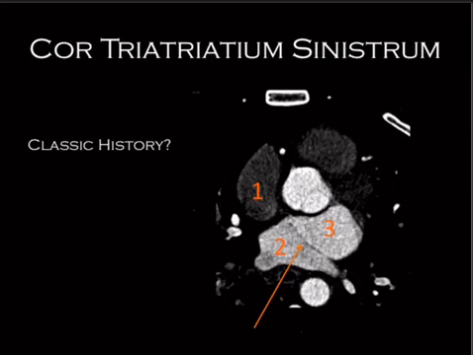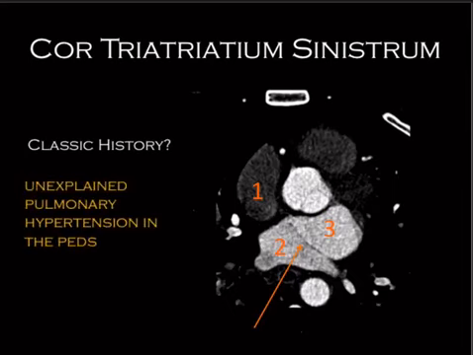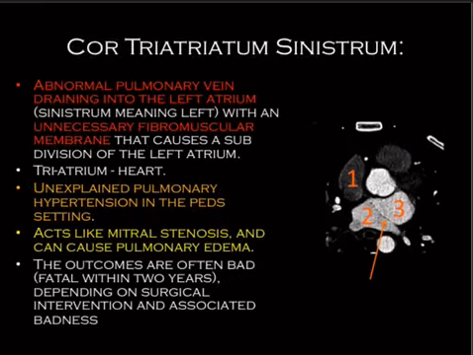So the classic history for this is pulmonary hypertension, unexplained in a pediatric setting. Essentially what happens is you have this abnormal pulmonary vein that's draining into the left atrium, and because of this, you end up getting an unnecessary flap or membrane there, which results in a physiology similar to mitral stenosis, which can cause pulmonary hypertension. They don't do well.